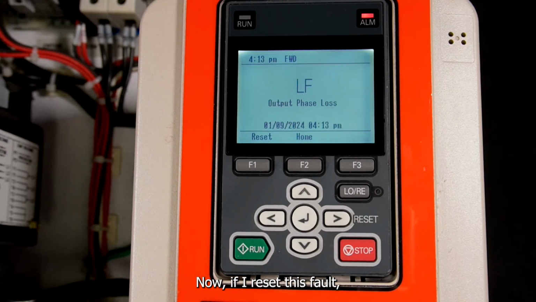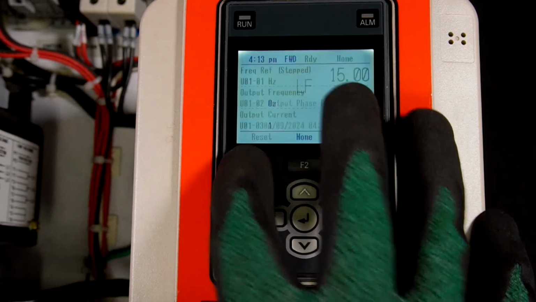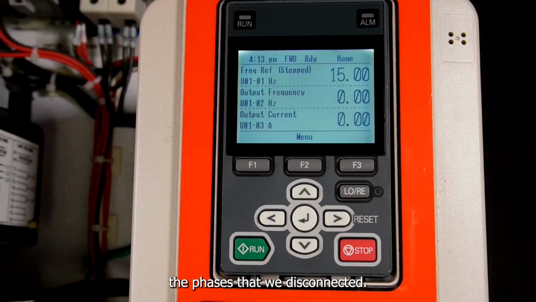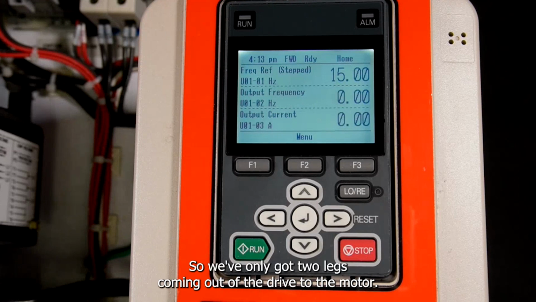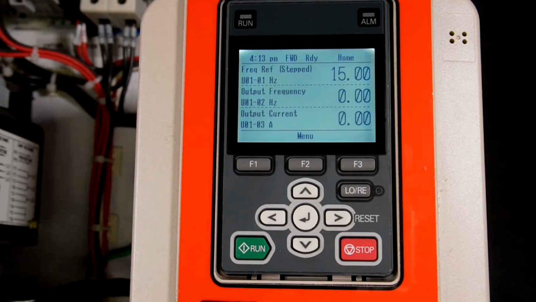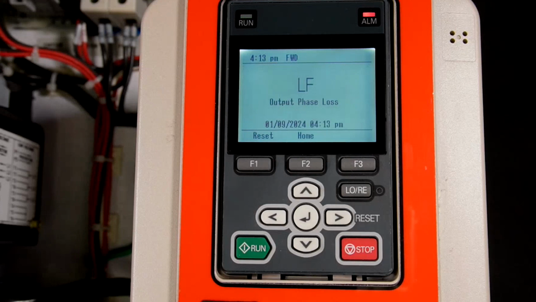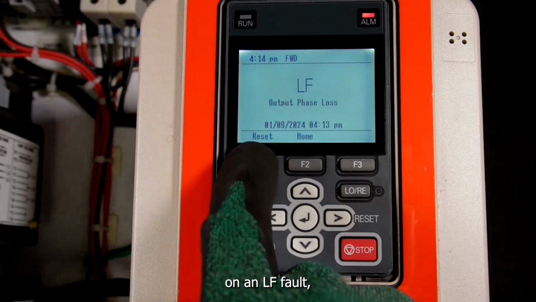Now, if I reset this fault, I have not reconnected the phase that we disconnected, so we've only got two legs coming out of the drive to the motor. I'm going to give the drive a run command, and the drive will continue to trip on an LF fault.